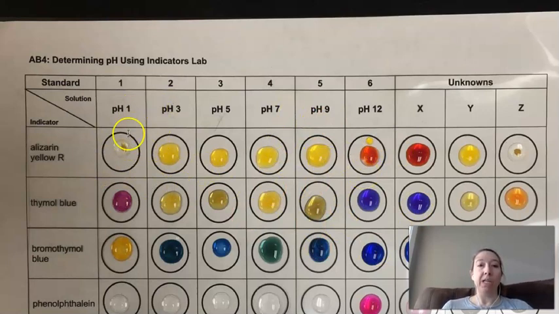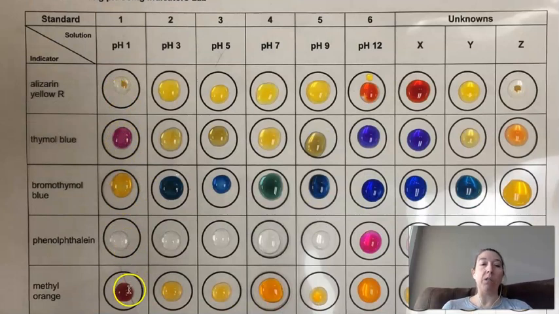So then what we're doing is we're taking our solutions and dropping them onto the sheet, right? All down this column, we have put solution number 1, which has a pH of 1. All down this column, we've put solution 2, which has a pH of 3. Right, and then keep going like that. And then here we've put some unknowns, an unknown X, Y, and Z.